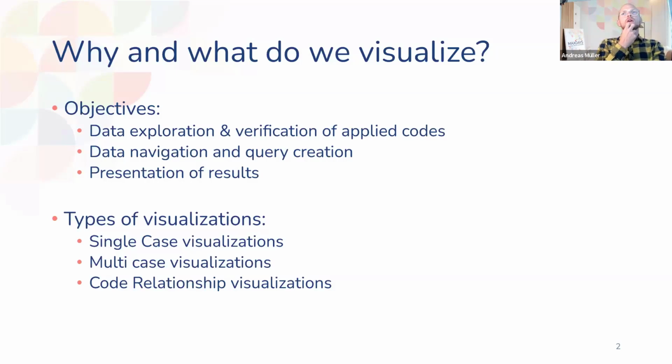When I think about functions, especially when it comes to MAXQDA, I also try to think in types of use cases. When we look at the visualization functions of MAXQDA, I see 3 main types. One are single case visualizations, where you have a single case, a single document, and you want to visualize that one. I will show you an example. You have multi-case visualizations where you want to compare cases, single documents or groups of documents, and we can visualize relationships of codes. I gave an example of that.